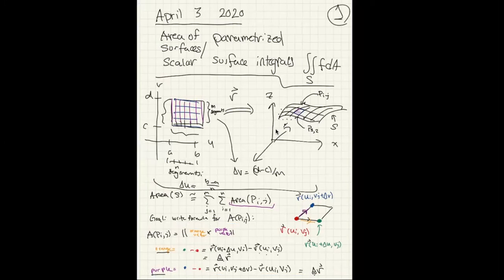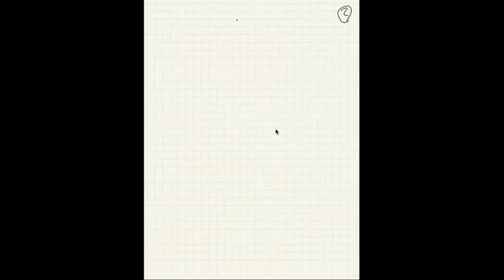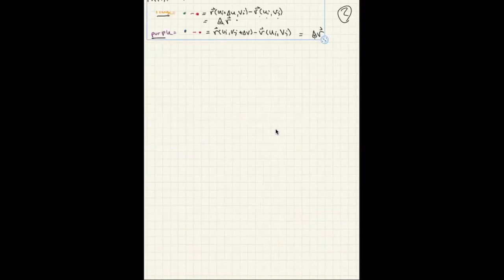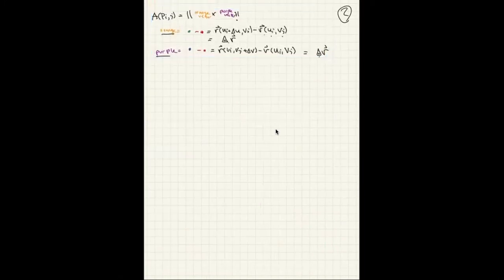On page 2, all right. This is what we're doing. And so now we've got the area of P i j is the magnitude of delta U R cross delta V R. Okay, it's a magnitude of a cross product of displacement vectors.